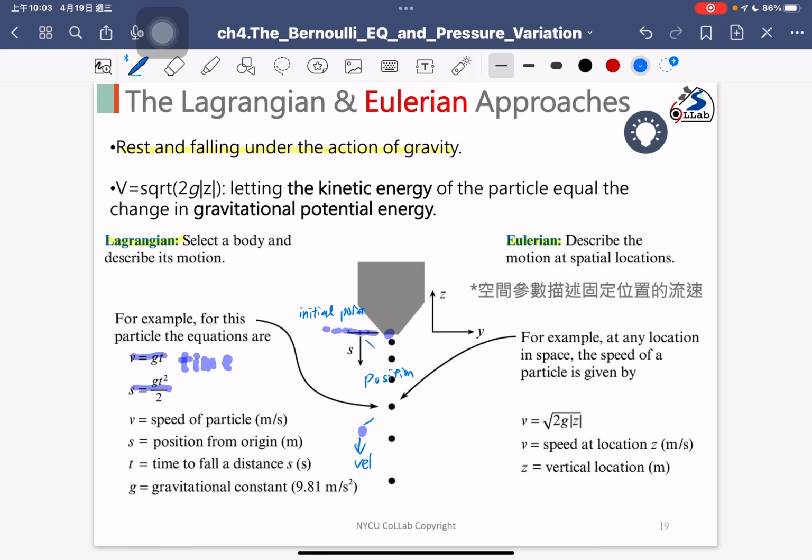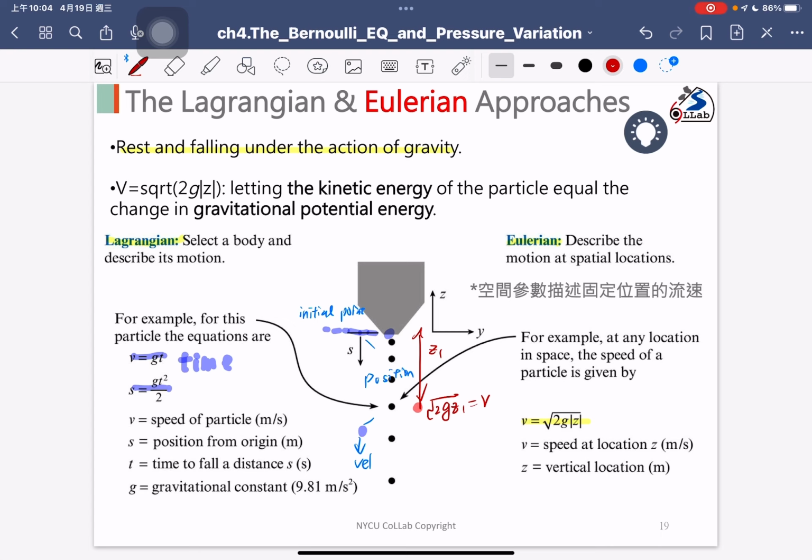But the right-hand side is the Eulerian, so how is it different? The Eulerian directly tells us the velocity will be equal to the root of 2g times the elevation. So you just need to figure out, at this location, I know the elevation, maybe here is D1. So I only need to put D1 into the equation, and I know how large the velocity is, right?